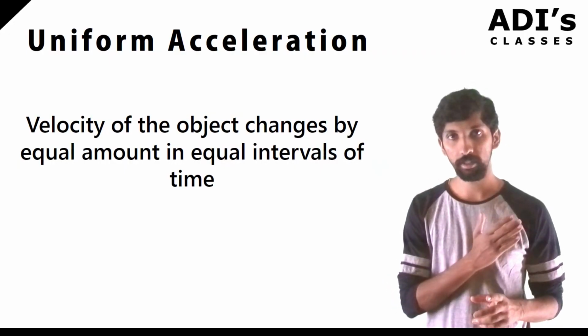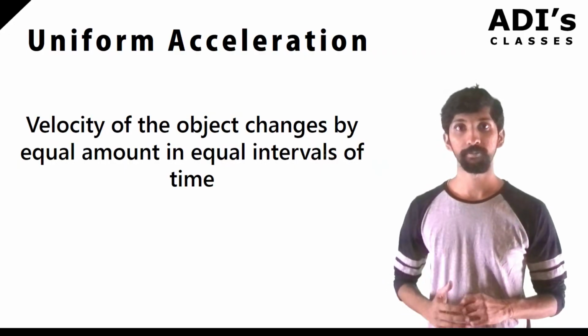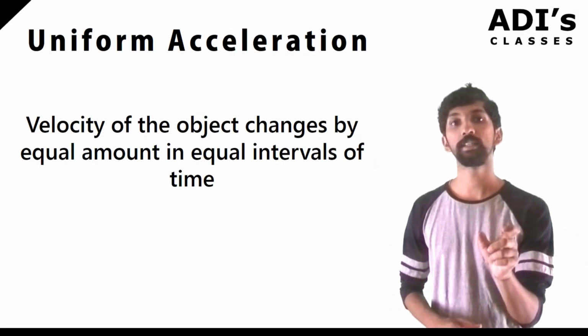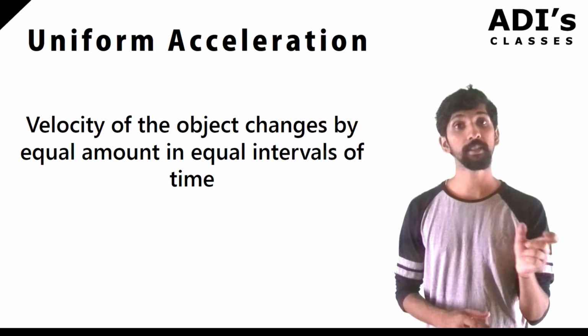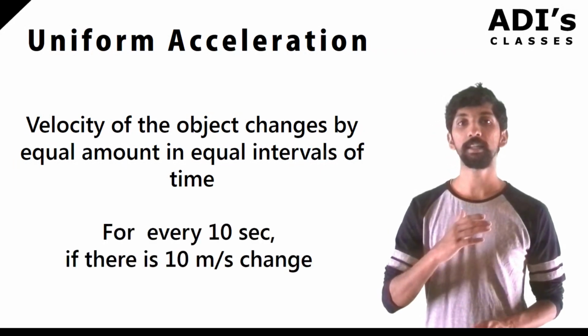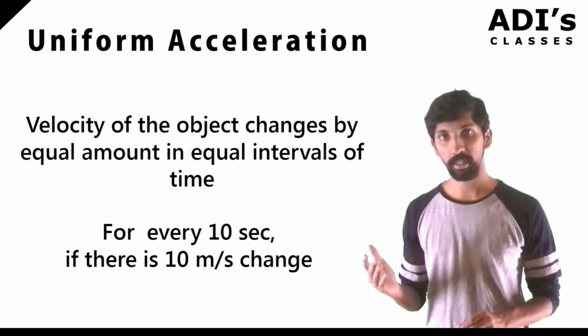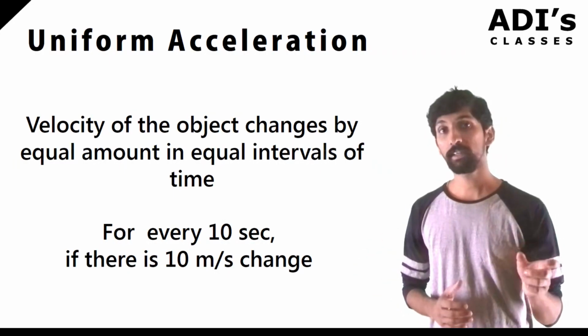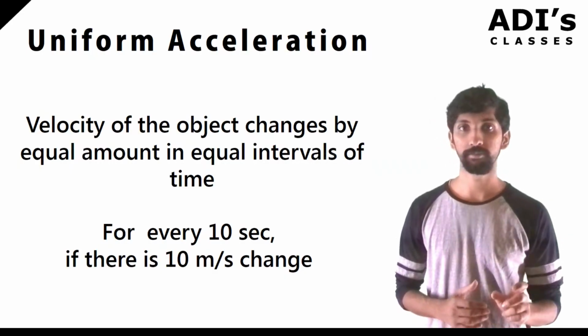So if you are moving in a straight path in a car, and the change in velocity and the change in time is constant, like for every 10 seconds, I'm increasing or decreasing the speed by 10 meters per second, then that becomes uniform acceleration.